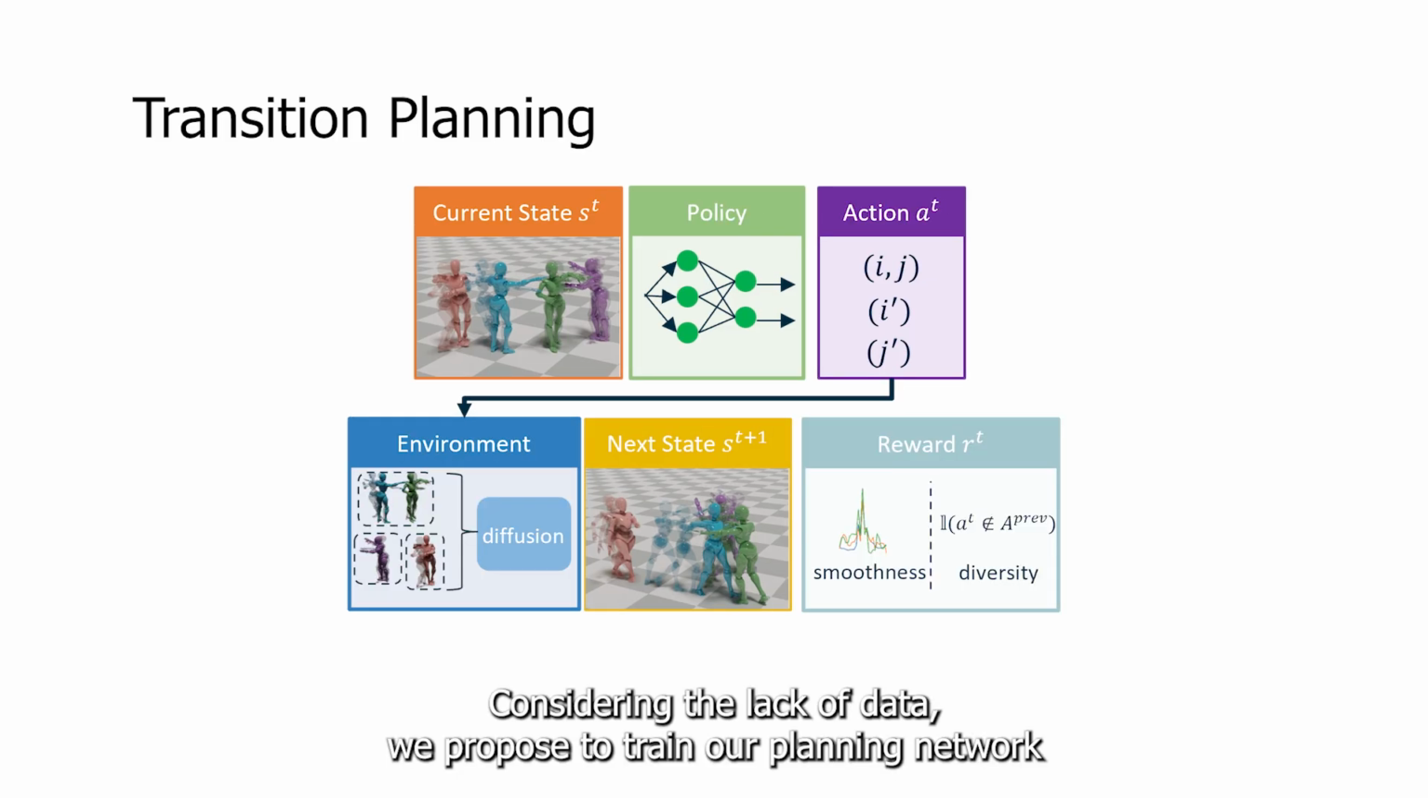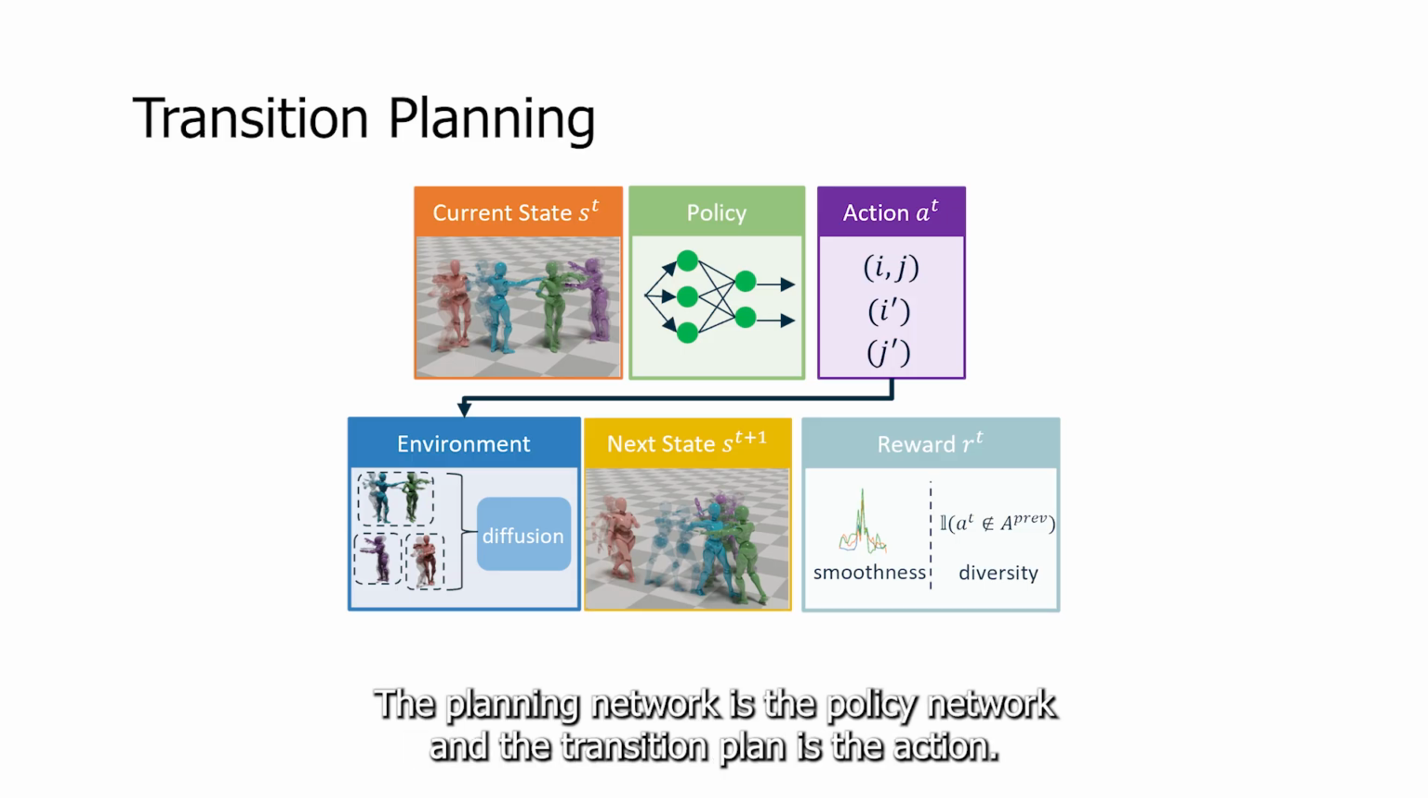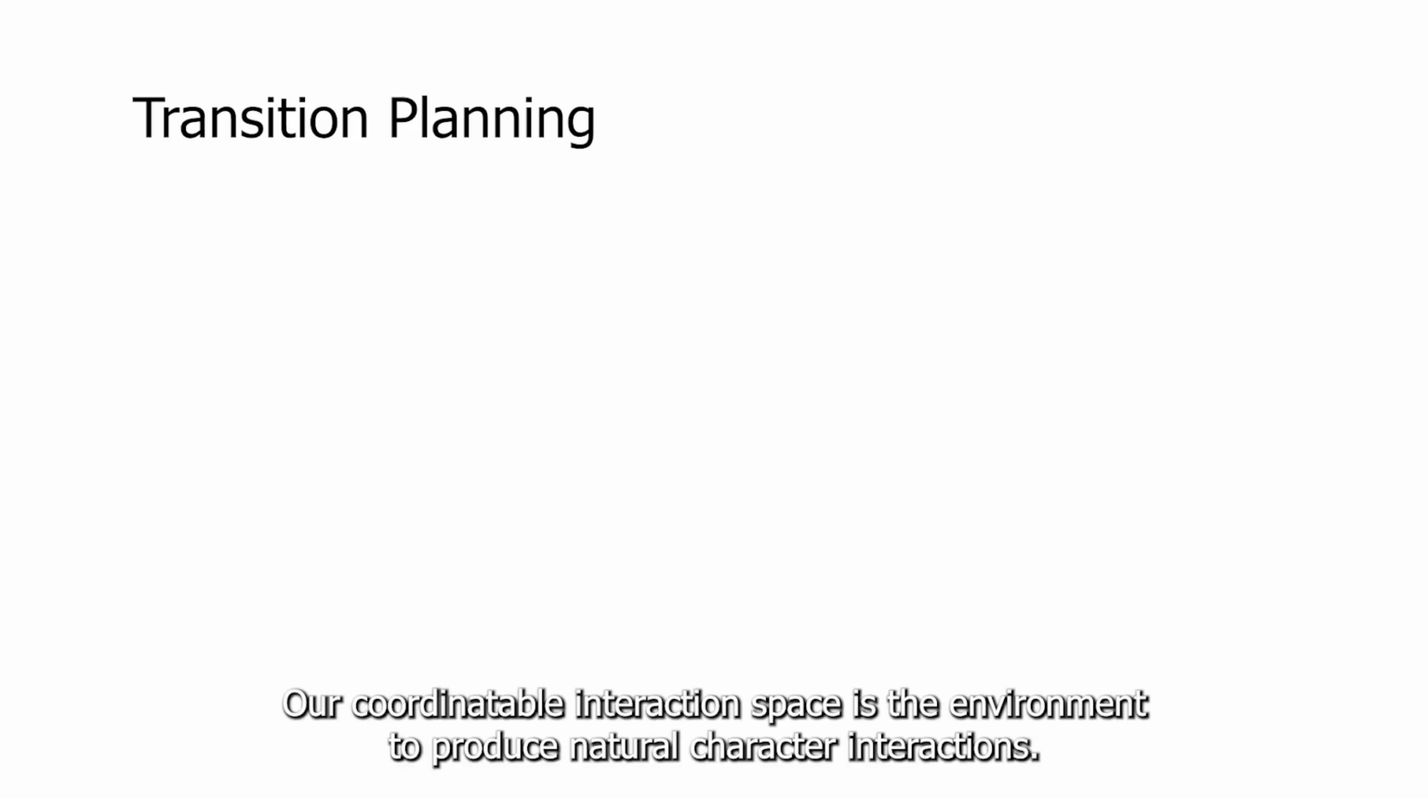Considering the lack of data, we propose to train our planning network in a reinforcement learning framework. The planning network is the policy network and the transition plan is the action. Our coordinatable interaction space is the environment to produce natural character interactions. We designed the reward function to be the smoothness and action diversity.